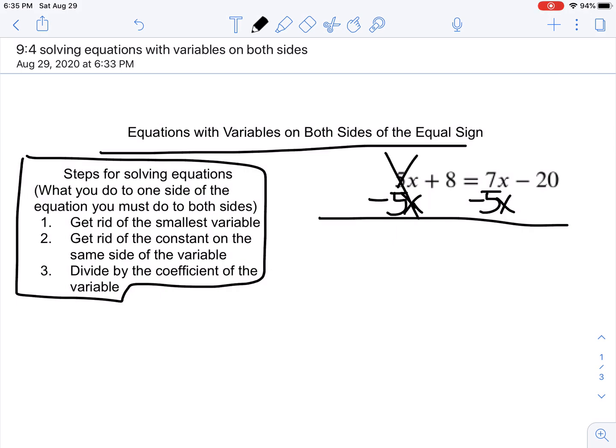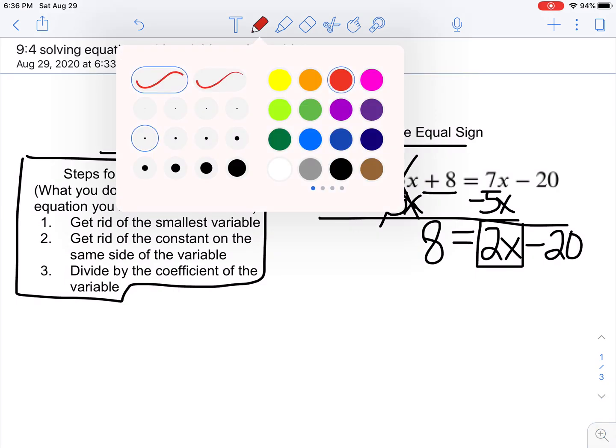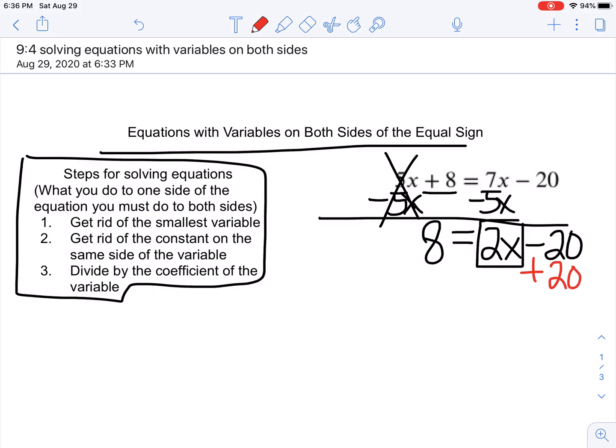So 5x minus 5x cancels out. That leaves you a positive 8, so I'm just going to write 8. Bring my equal sign down, and then 7x minus 5x is 2x minus 20. Bring down the 20. So now I have my variable on the right side. So now the step 2 says get rid of the constant on the same side as the variable. This is your constant. The numbers without the letters are called constants. So I'm going to get rid of this minus 20. So I'm going to do the opposite and do plus 20. And then add it over here to the 8. That cancels out. So 8 plus 20 is 28 equals 28.